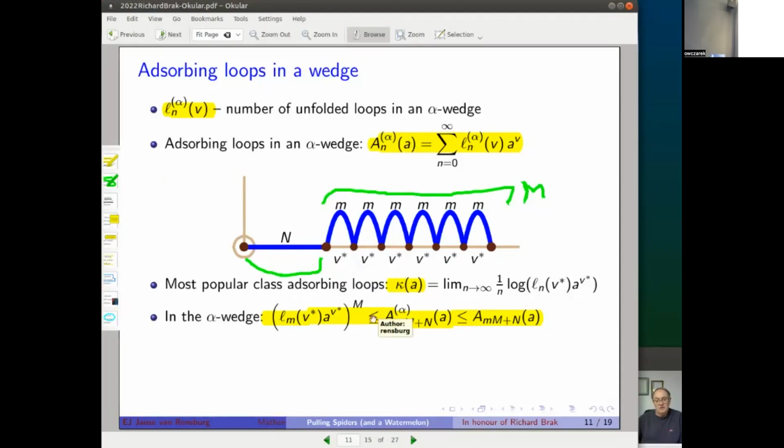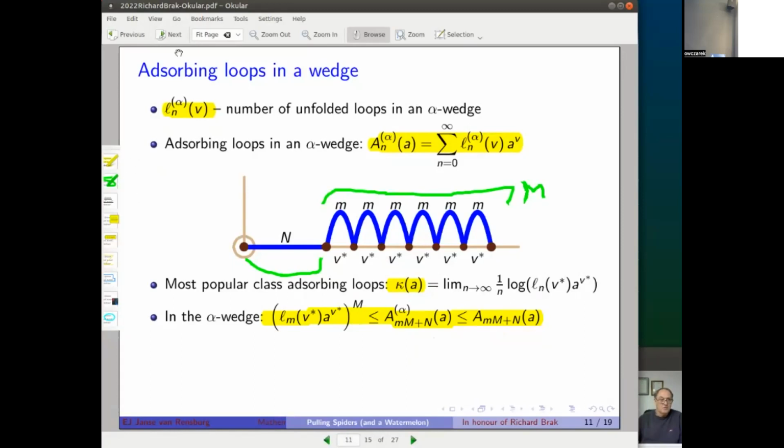So it's less than or equal to this, because this is a term inside that partition function. And then of course there is the partition function here where you don't have a wedge. So in this one, the wedge is gone. In this one the wedge is there, and this is the contribution of this string of loops inside the wedge.